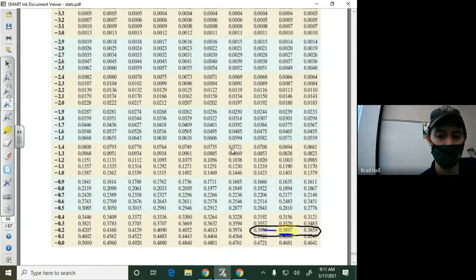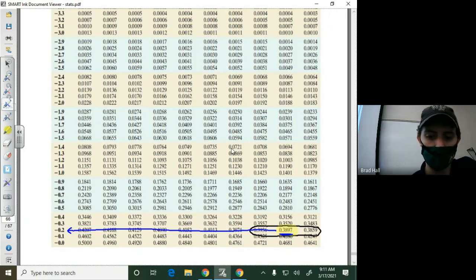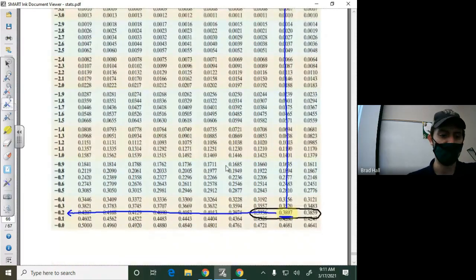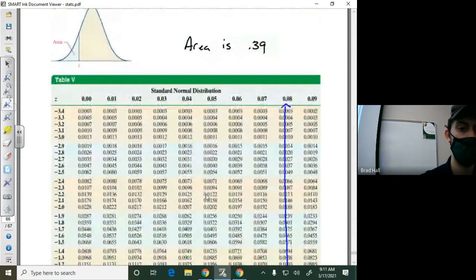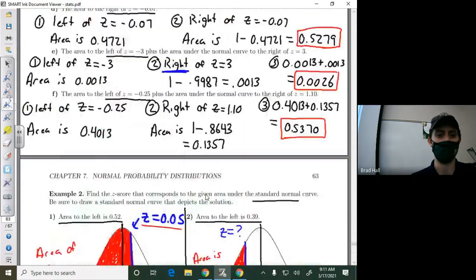So I'm going to pick the one in the middle here. And we just simply figure out what z-score that corresponds to. Negative 0.2, and what's the hundredths place? 8. So negative 0.28. And that's it. So that's how we read it in reverse.